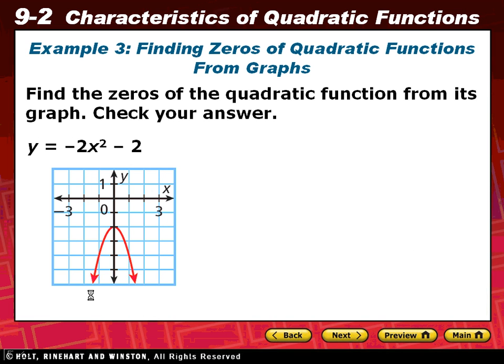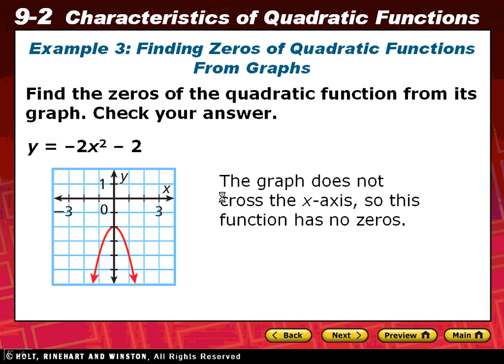All right, let's look at this one. What are the zeros of this graph? Well, if you said there are no zeros, you're correct. This graph is not hitting anywhere on the x-axis. So this function has no zeros.